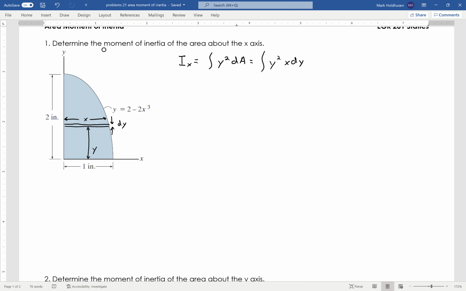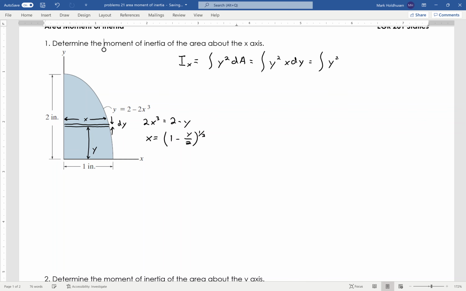So I'm going to take my equation that's given here, and I'm going to solve for x essentially. So I get 2x cubed equals 2 minus y, and then I'm going to go ahead and divide by 2, which will give me 1 minus y over 2, and then I'm going to take a cube root. So that'll be to the 1/3 power, like so. That is what my x value is. That's what I'm going to then plug into my equation up here.